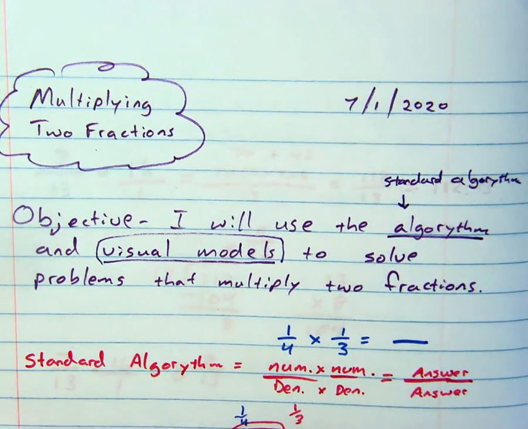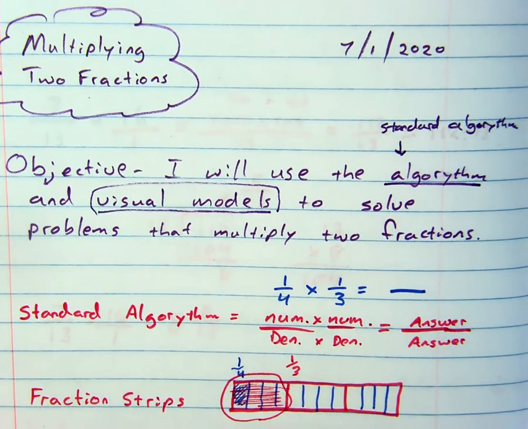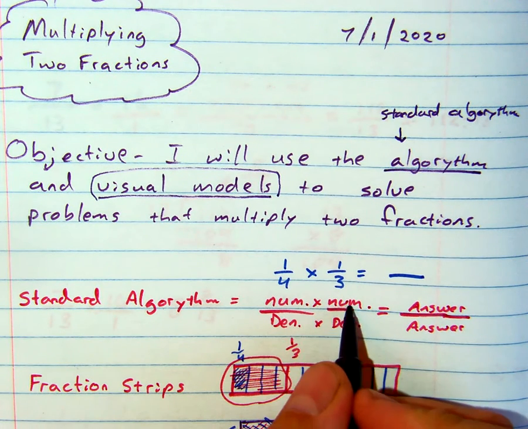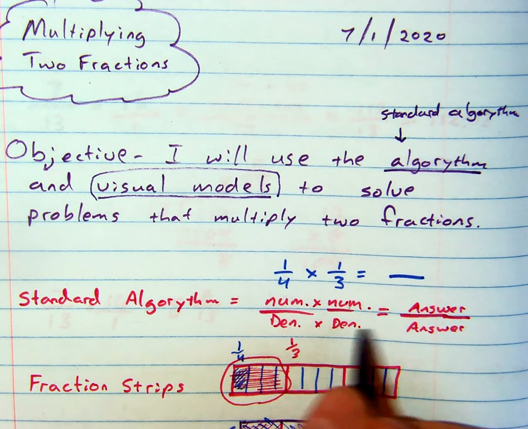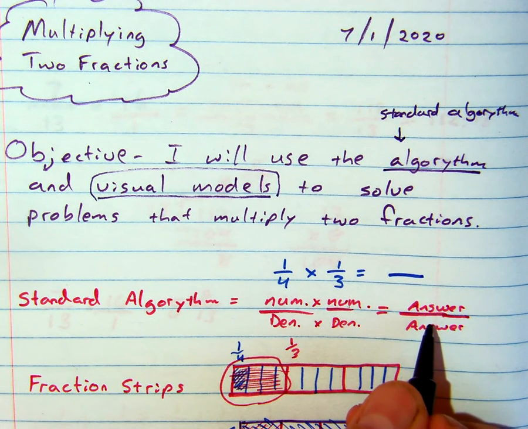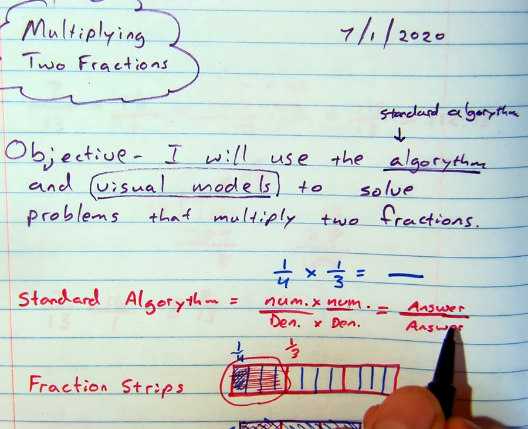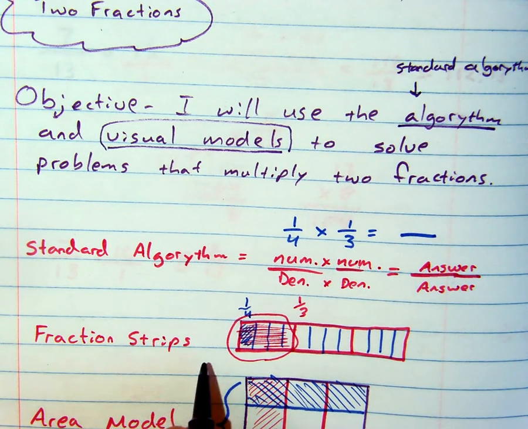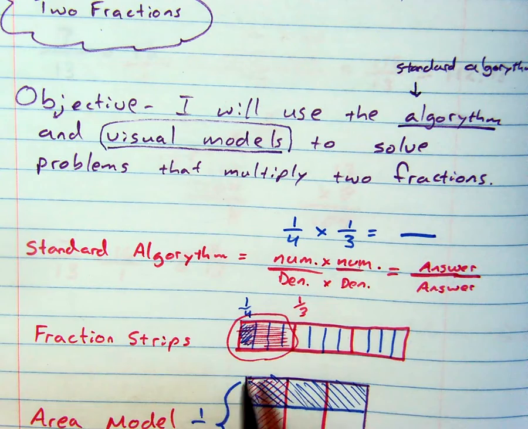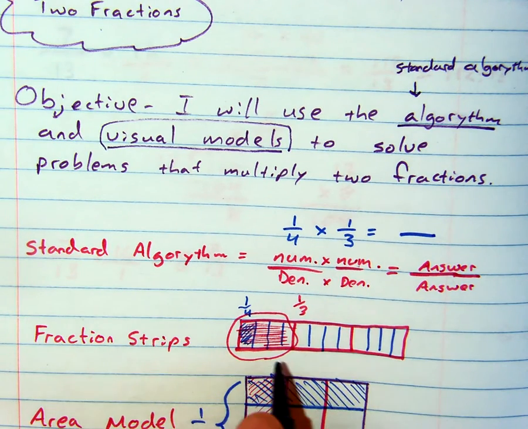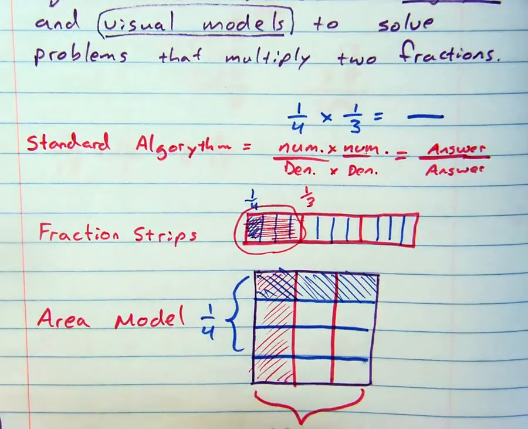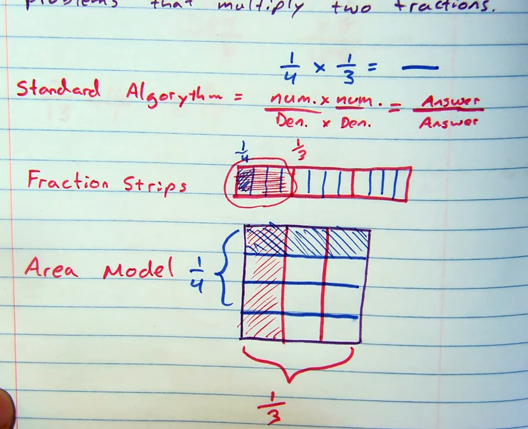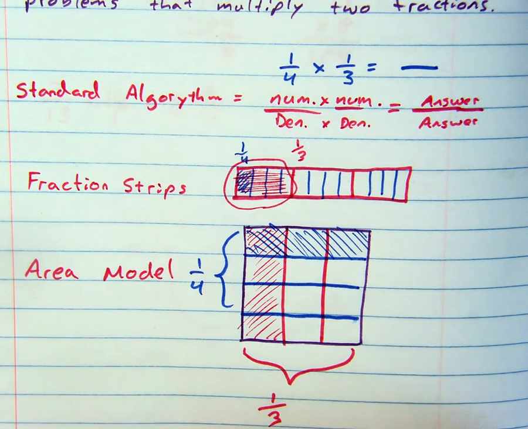All right, and since these are your vocab terms, I want you to see the standard algorithm is essentially numerator times numerator, denominator times denominator gets us our product. Very simple. We're going to look at two visual models today. One will be the fraction strip model. It will look similar to this, and the area model. This one is my favorite because you can really see what it means to multiply two fractions. So let's take a look at a sample problem.